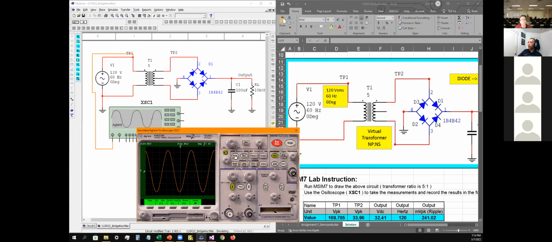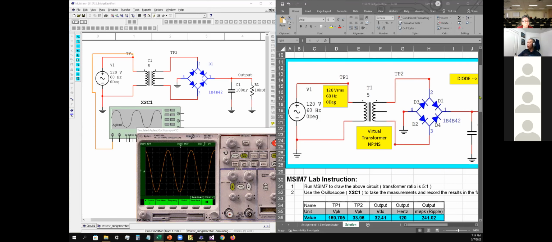Now you can use the cursor here to measure, or you can call in this one, the quick meter. Okay, so click on that, and you want to look at point TP. So therefore you want to look at the peak to peak. Okay, so click peak to peak. It's registered 339.41 volt peak to peak.